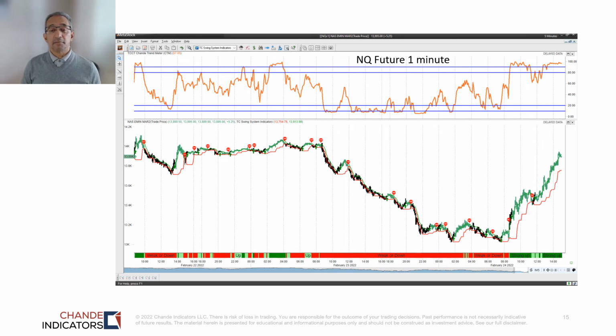So this is an example of using the swing system on the NASDAQ futures with a 1-minute chart. I don't recommend that this is the best strategy for everybody. I'm just showing this as an example of how the system might work. So for example, on the right hand side, when you got this rebound and another rebound, you could get some very nice entries, and the rebounds occurred when the Chande trend meter was weak.